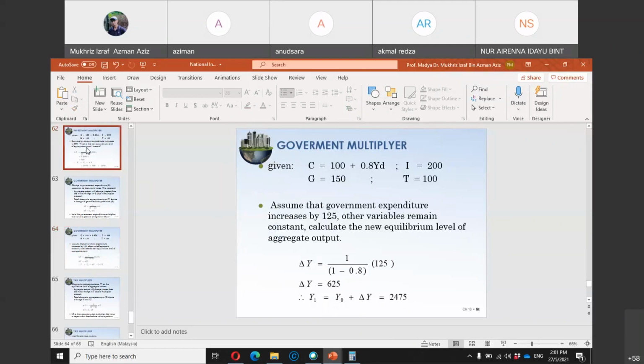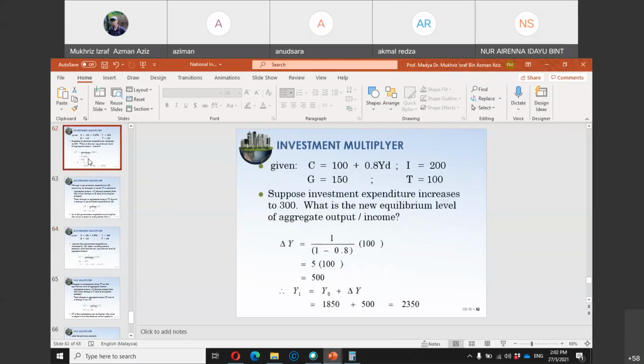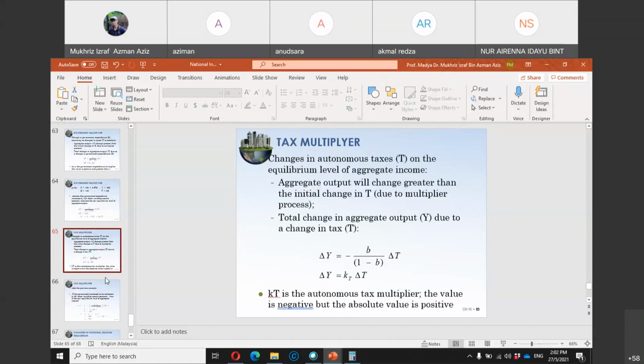So you can see that the government multiplier and investment multiplier are both calculated similarly: 1 divided by MPS, multiplied by the change in investment or the change in government expenditure. So make sure that you put the value correctly, because the value must be in terms of changes, not the actual new value. If you look at the investment example just now, if you put 300 here, then it's wrong, because 300 is not the change, it's just the new value. So you need to deduct the old value first to get the change value. That is one of the common mistakes done by students during tests.